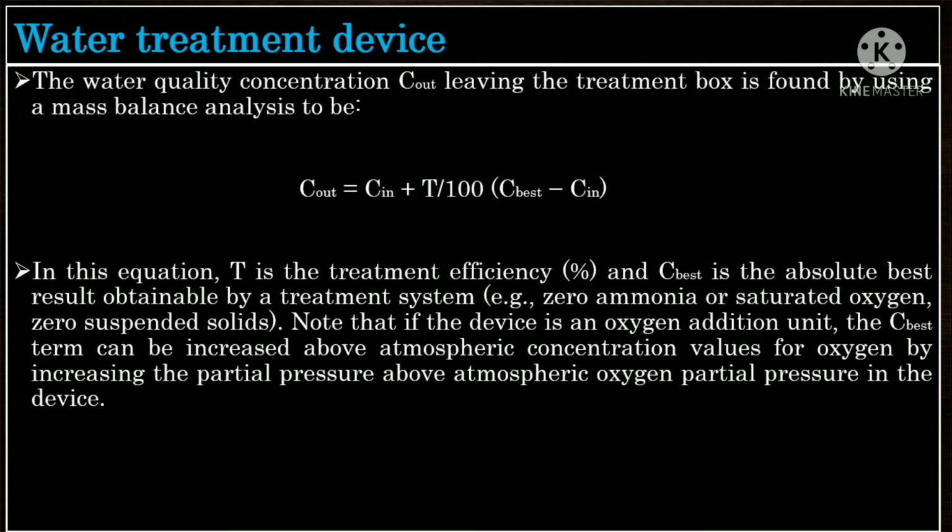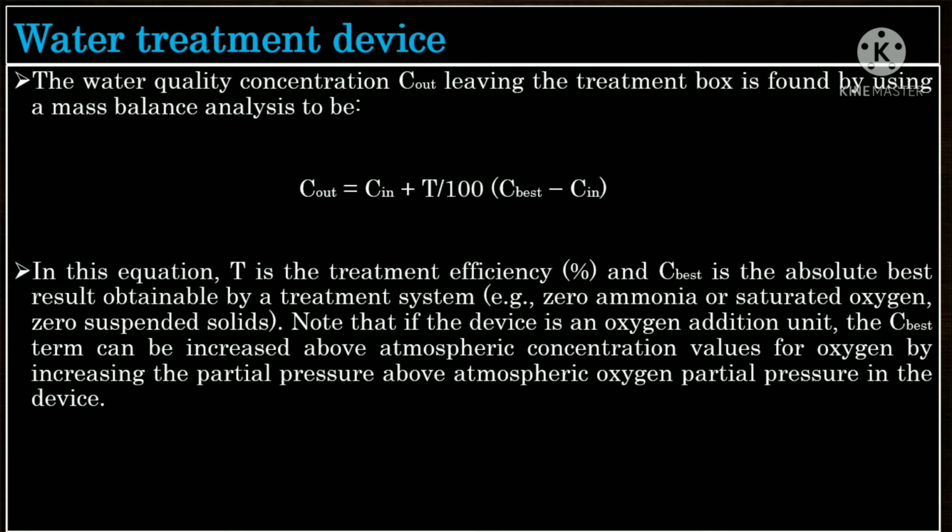Examples are zero ammonia, saturated oxygen, and also zero suspended solids. Take note that if the device is an oxygen addition unit, the C base term can be increased above the atmospheric concentration value for oxygen by increasing the partial pressure above the atmospheric oxygen partial pressure in the device.